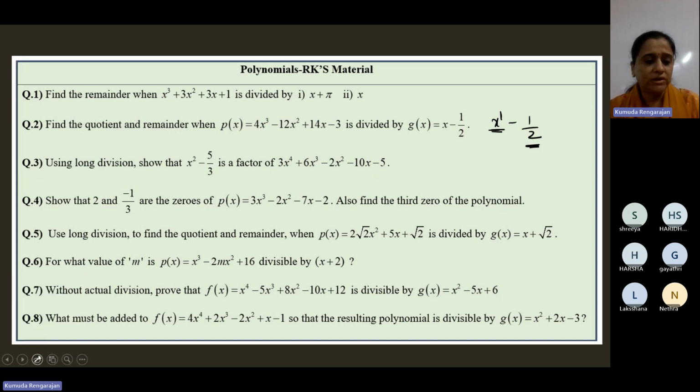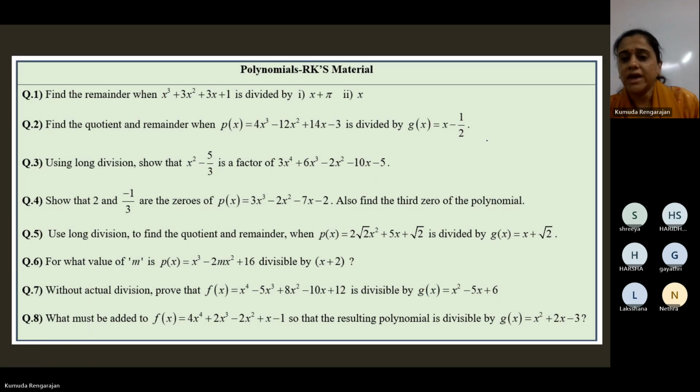So x is the variable. Its power is 1. It's a polynomial. It's a linear polynomial. And this linear polynomial is called g of x. Why x? Because x is the variable. And I told you, you can use any small letter before that.